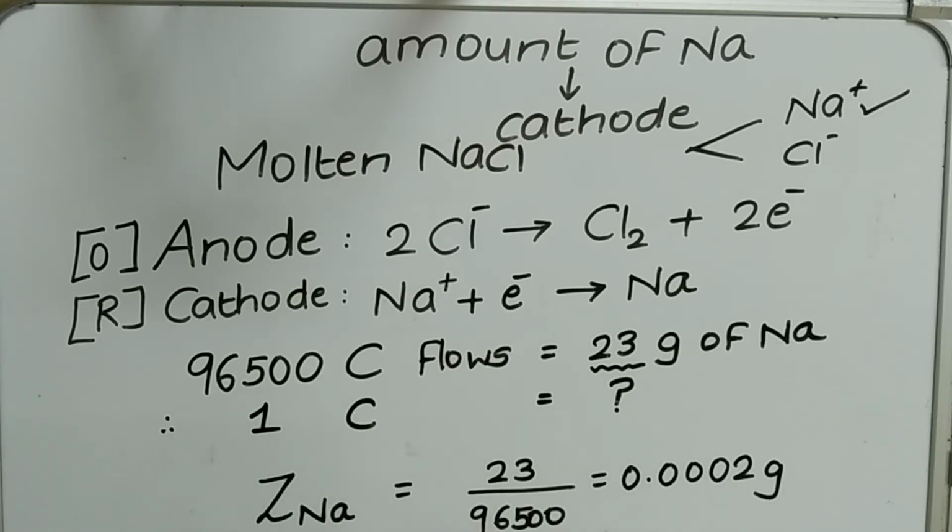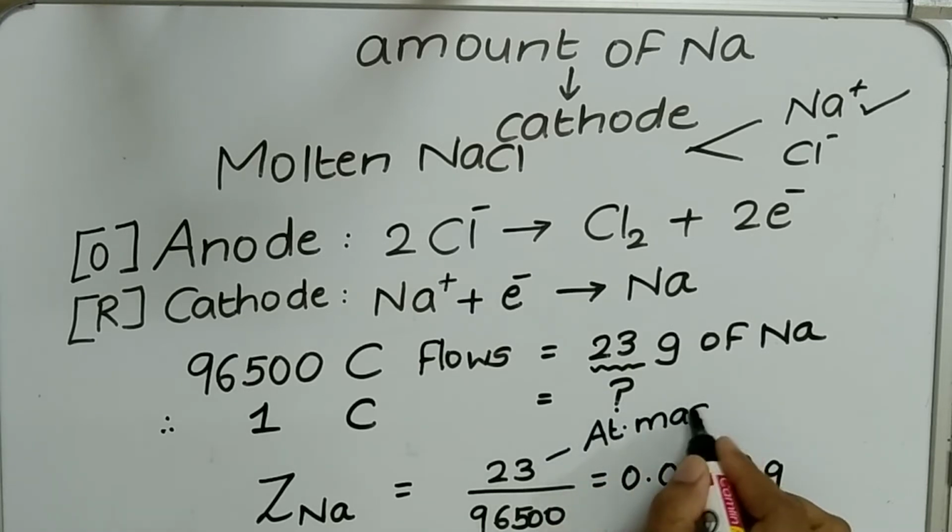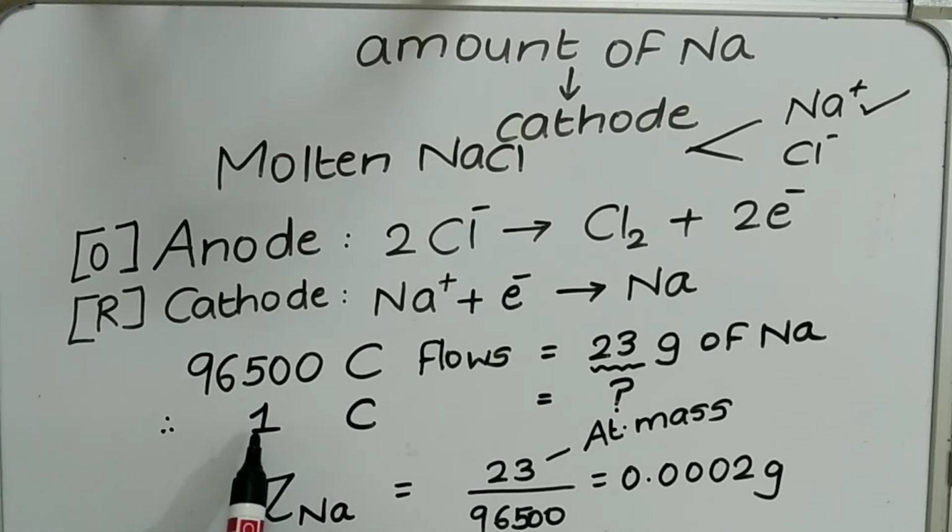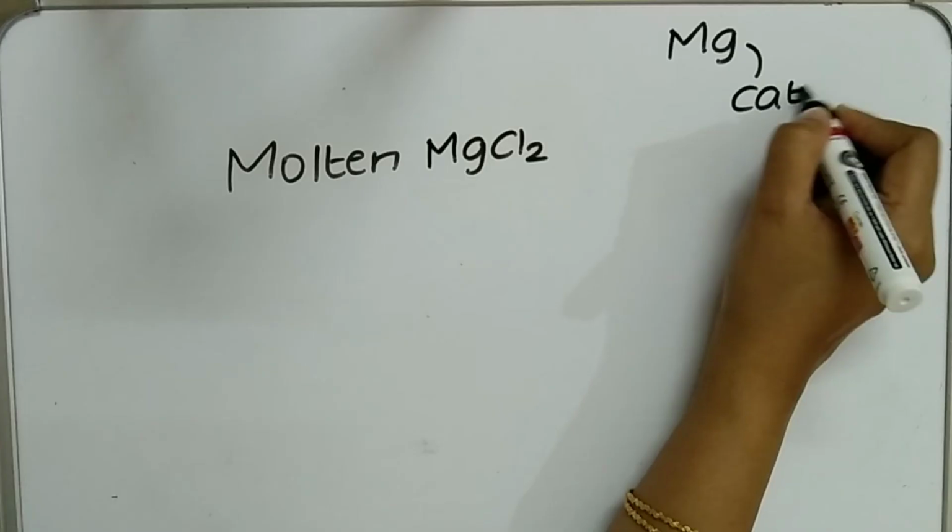Just for writing the formula, what is 23? It is atomic mass, right? What is 96,500? That is Faraday's constant, right? And for sodium, here we are writing 1 coulomb of charge. You can write it if you want. So this is one of the questions. Let's move to the next question, then we will write the formula. At least just remember this: atomic mass upon Faraday's constant. Let's take the next example.